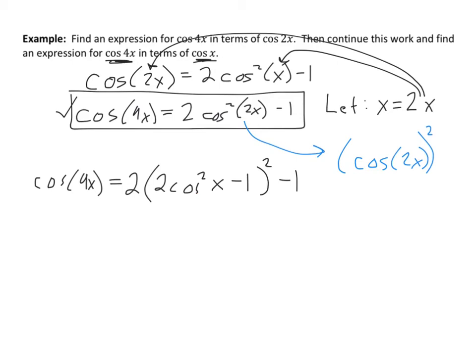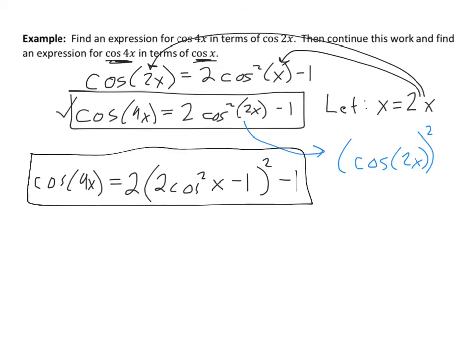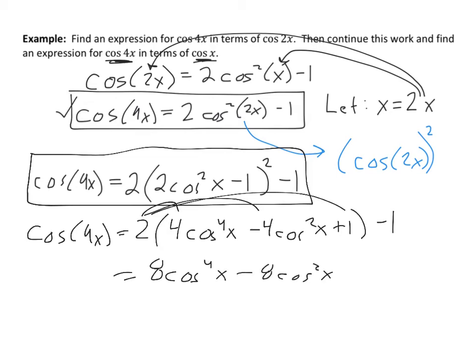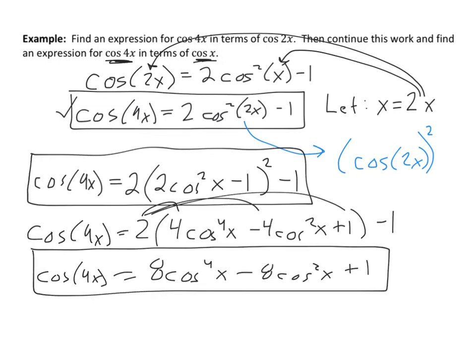I'm going to simplify it the rest of the way out just so you can see what it might look like. If I was moving this in, 4 cosine to the 4th x minus 4 cosine squared x plus 1, and then there's the minus 1. Then I'd have to distribute this 2 in. That would give me 8 cosine to the 4th x minus 8 cosine squared x plus 2 minus 1, so plus 1. So this is my expression for cosine 4x when it's fully expanded.